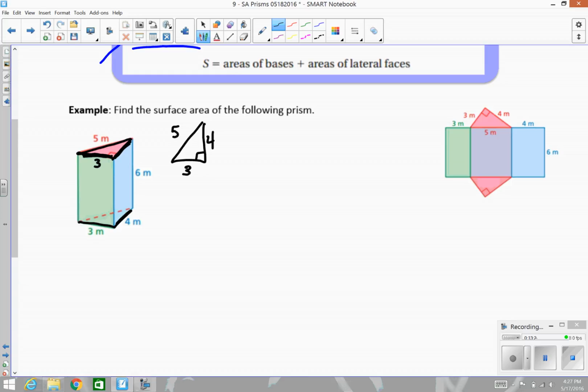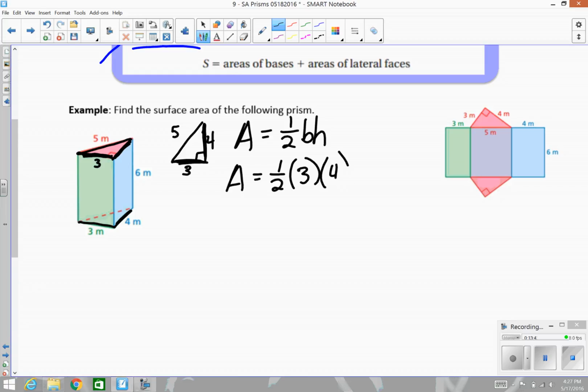Now I need to find the area of that triangle. Our formula for the area of a triangle is 1/2 times base times height. So we have 1/2 times the base of the triangle. The bottom of the triangle is 3. The height of the triangle is 4.